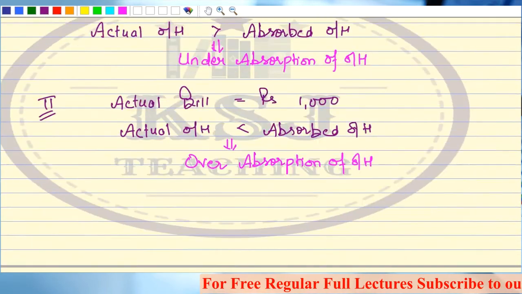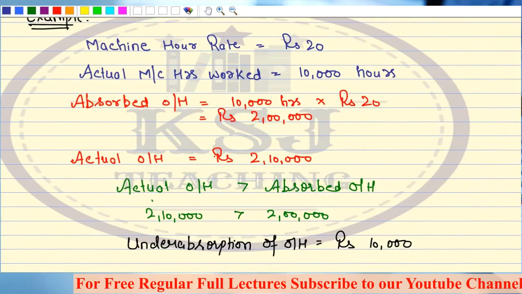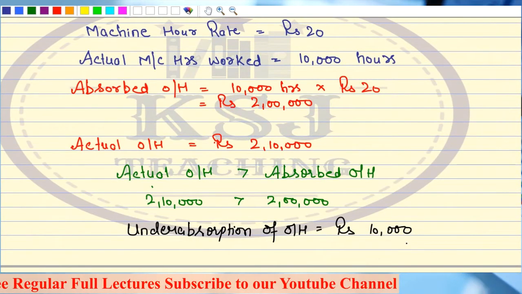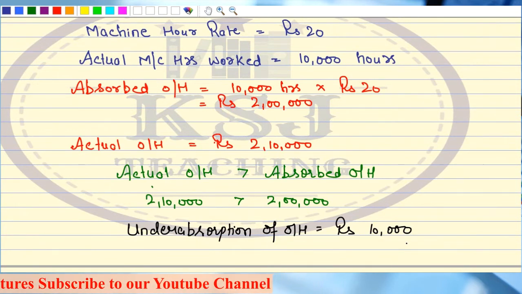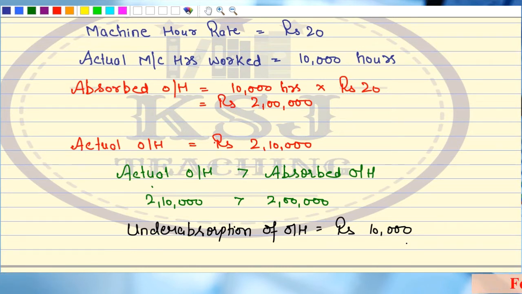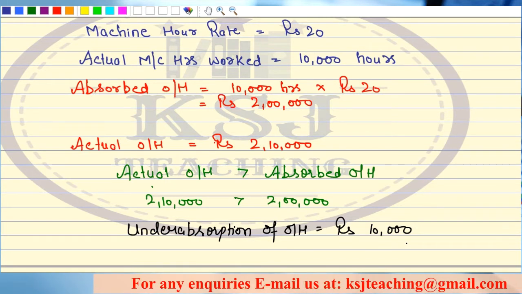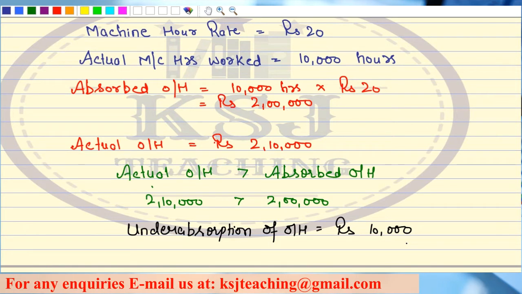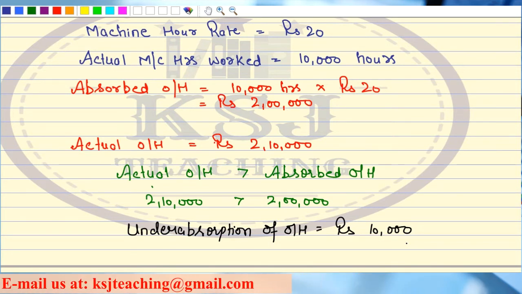But only and only if you would have known, you would have recovered that amount from your parents. Now, come to this case. Sir, my actual expenses is 2,10,000, whereas in the finished good, I absorbed only 2,00,000 rupees. Sir, this 10,000 rupees, which I didn't consider, was to be recovered from my customers.